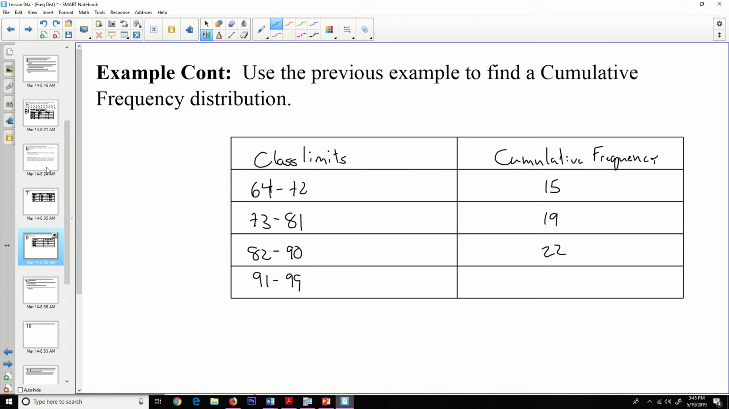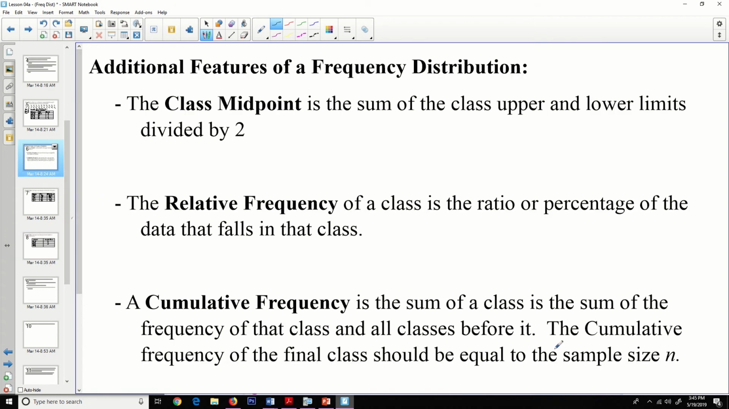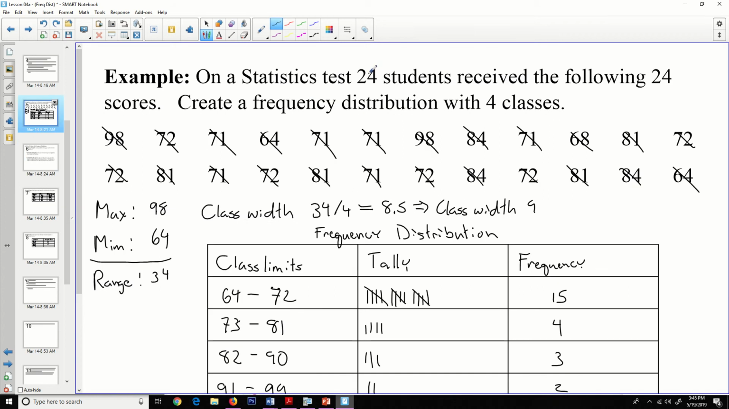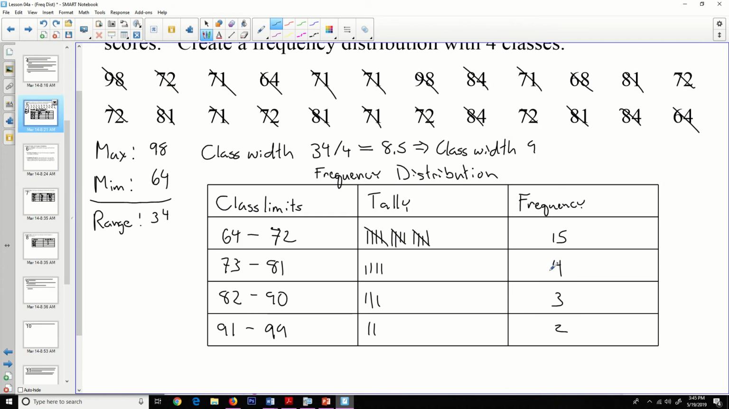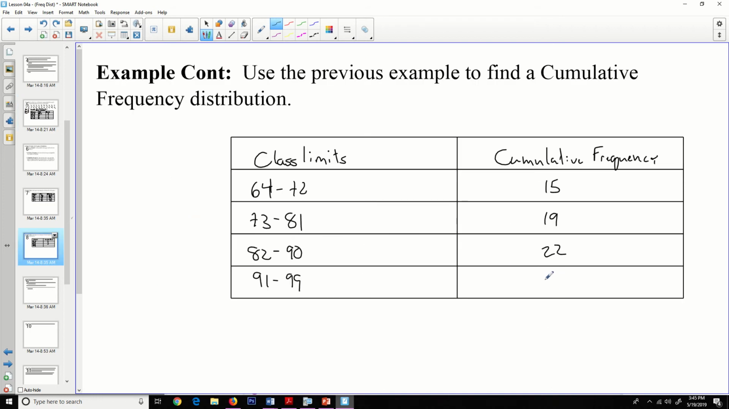And the last class should be equal to the sample size n. Our sample size that we started with was 24 students. So if I go 15 plus 4 is 19, plus 3 is 22, plus 2 is 24, we have the sample size n, 24, for the final value in our cumulative frequency distribution.